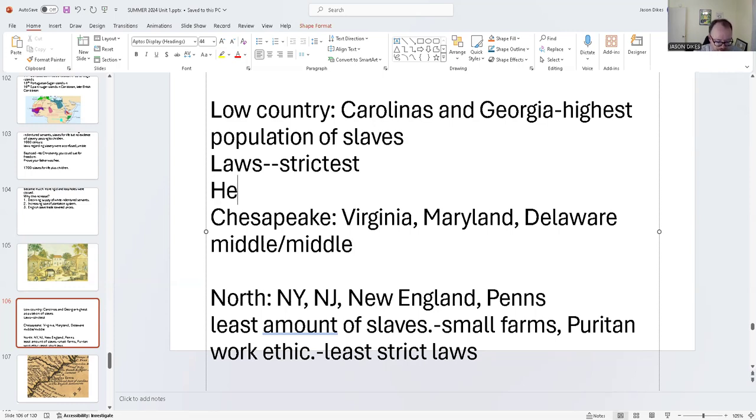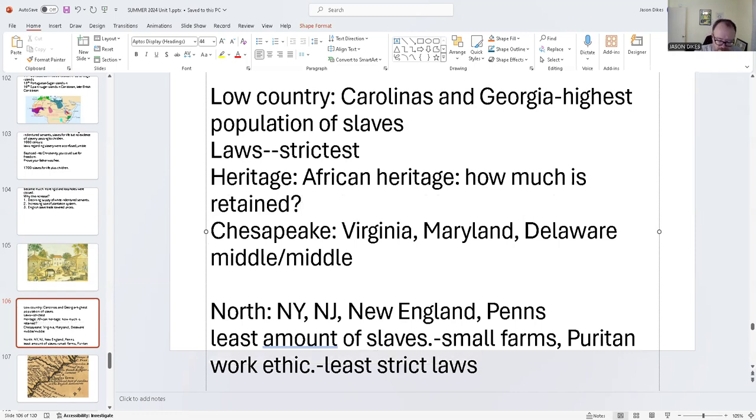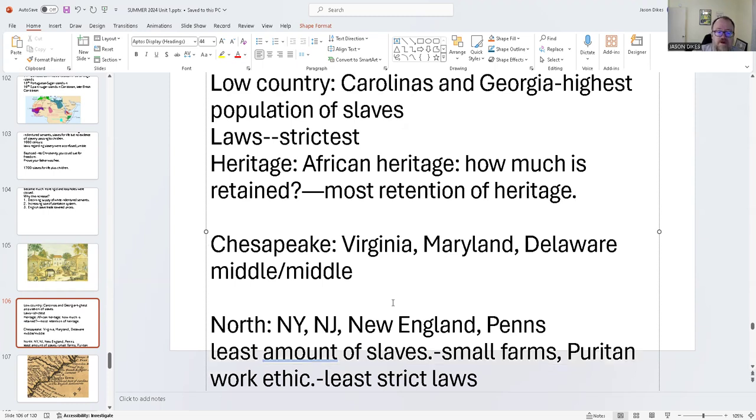And then finally, heritage. Okay? That is to say, African heritage. How much is retained? Again, where you have the highest concentration of slaves, the most retention of heritage. Okay, so things like marriage rights, burial rights, naming customs, religion. Okay, those things are going to be more likely retained where you have the highest number of Africans.